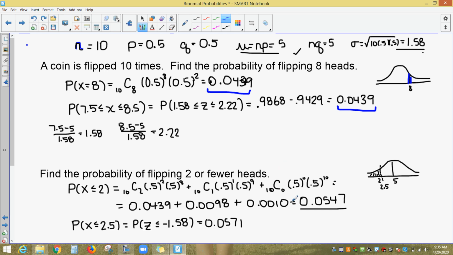Okay. Now our exact value, what I'm going to call the exact value from our tables, or from our calculators, was 0.0547 for 2, 1, and 0 added together. If we use the normal approximation for the binomial, we get 0.0571. So this is just over 5.5%. This is just right shy of 5.5% chance. So they're close. You can see they're not exact, but they are going to be close.